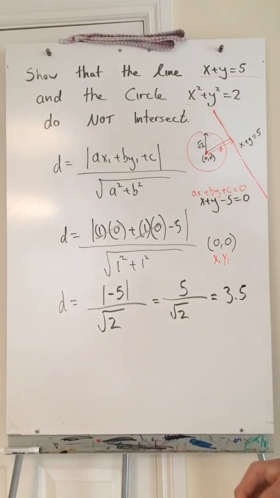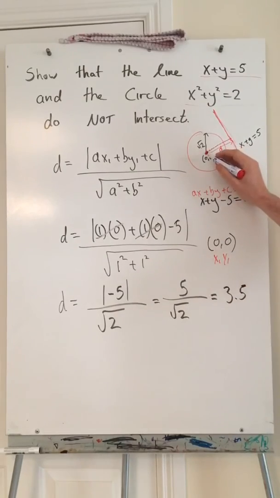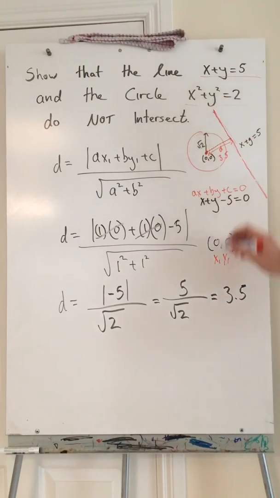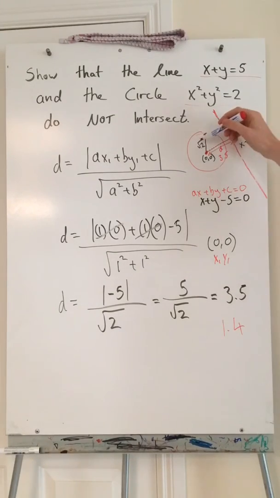So that means that the distance between here and here is 3.5. But the radius is root 2, and root 2 as a decimal is only about 1.4. So if the radius is only about 1.4 and the distance between them is 3.5, then that also proves that this line and that circle don't touch each other.